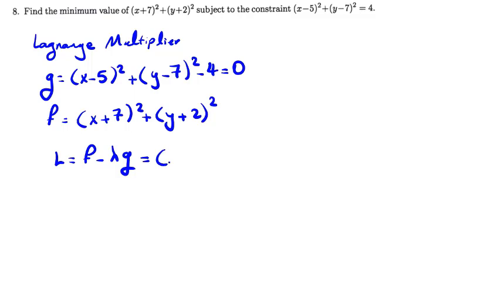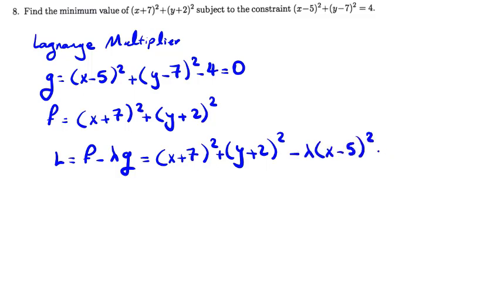And it will be (x + 7)² + (y + 2)² - λ(x - 5)² - λ(y - 7)².